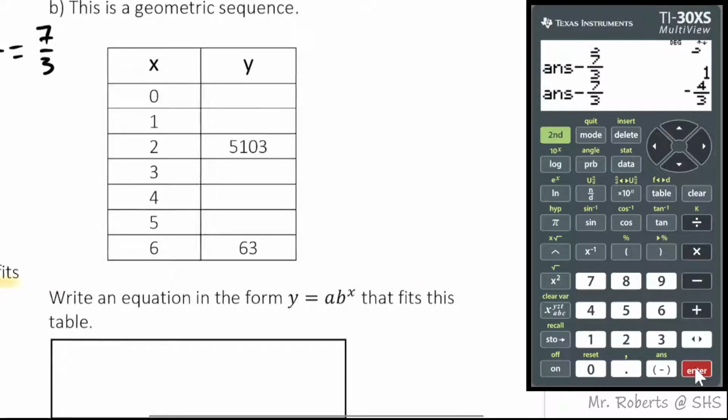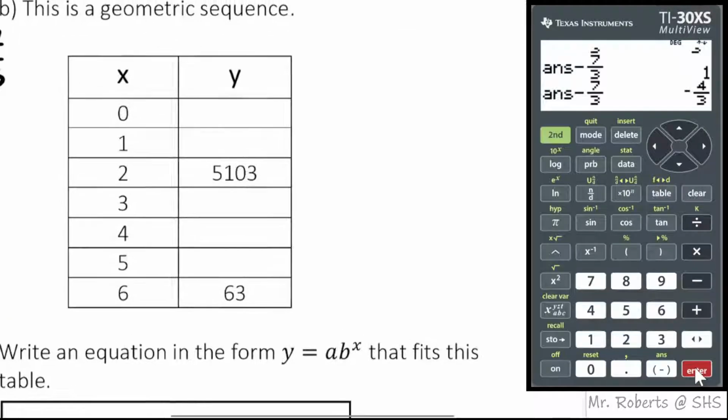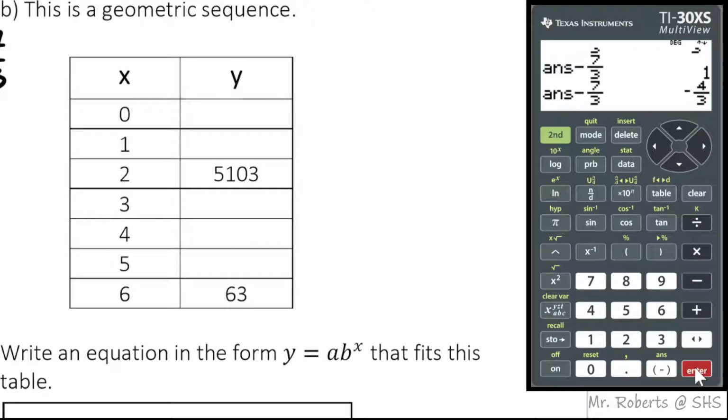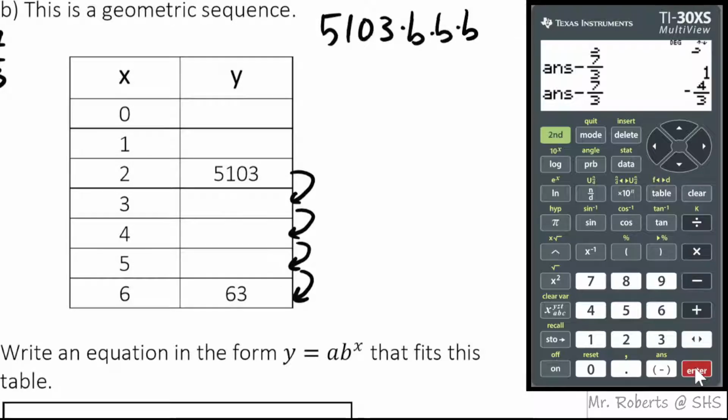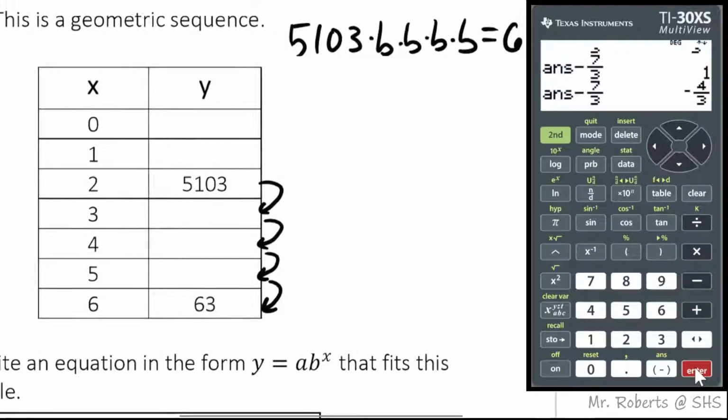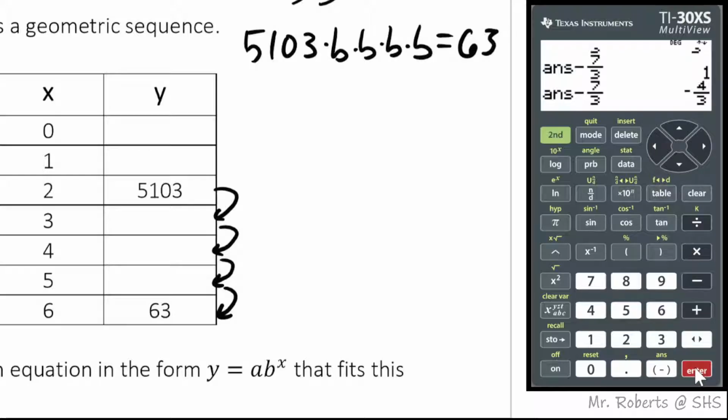If I look at B, I'm told that this sequence is geometric. One thing that I know is geometric sequences involve repeated multiplication. So I've got this number 5103. I'm going to multiply by some value b, and again, and again, and again, and it's going to transform 5103 into 63. In other words, 5103 times b, b, b, b is going to become the number 63.